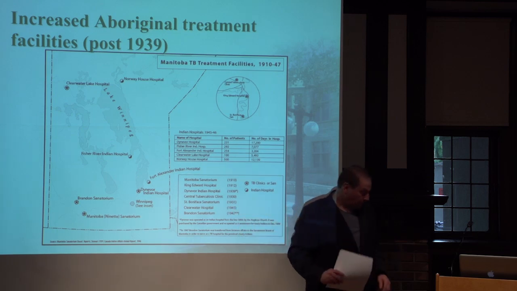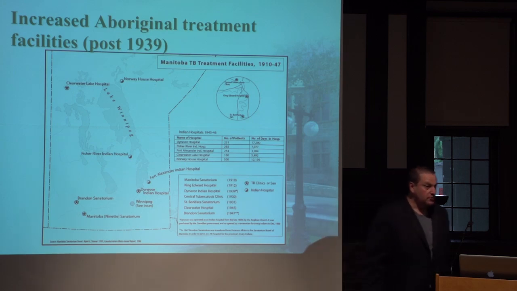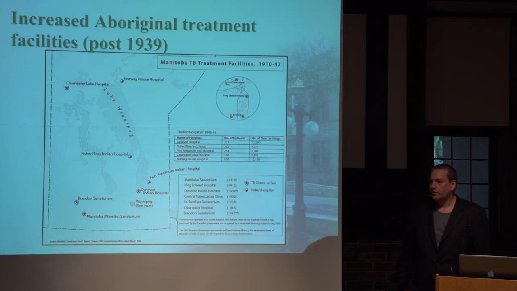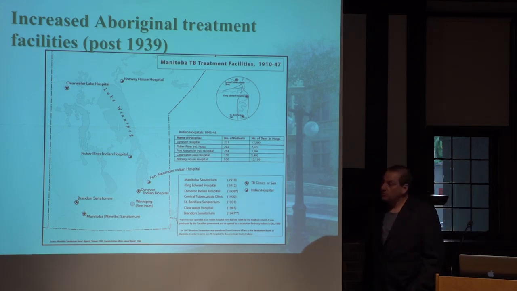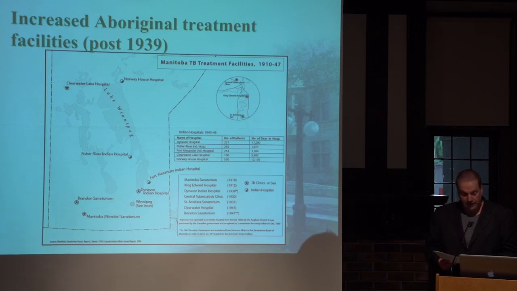So after the Second World War, white rates are declining. They have facilities that could be used for Aboriginal people, and they start using them. So there's more money put into it. Coincidentally, the war's over, and you've got the manpower and the ability to provide that. Anyway, so that's one of the reasons why we get the declining rate.